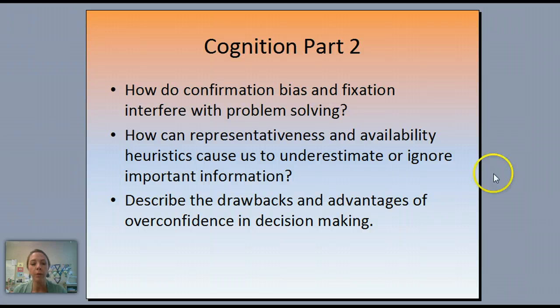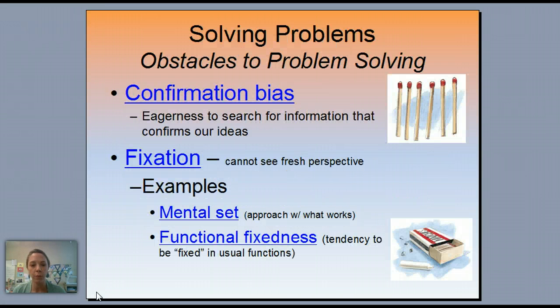So lots of vocab words that I just went through here. So when you're in class or maybe when you're taking notes, make sure we know these things. So confirmation bias is going to be a vocab word. Fixation, problem solving, talked about last time. Heuristics we're learning about here. And then the drawbacks and advantages of overconfidence when we're making decisions. Okay? All right, so let's start out with interfering with problem solving. So obstacles to problem solving. The word obstacles meaning things that get in the way of being able to solve a problem.